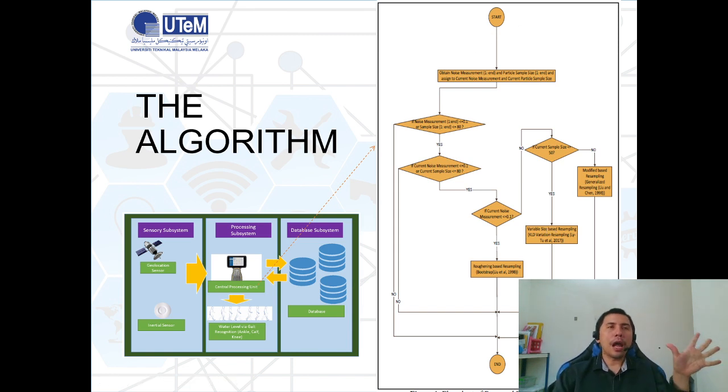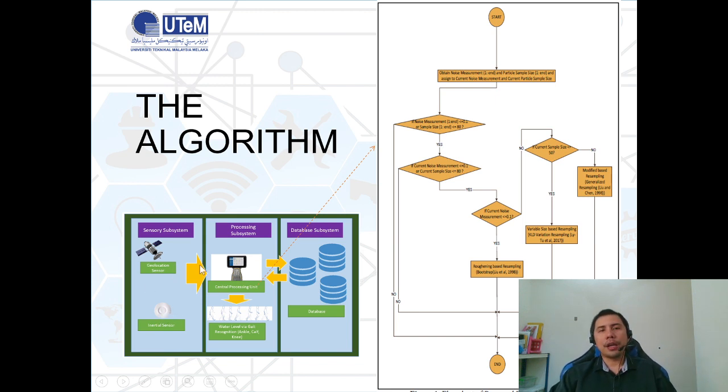For the system architecture, this is showing the architecture of the system. Basically, we divide the system into three different modules: first is the sensory, second is the processing, and the last one is the storage, which is the database. For the sensory subsystem, we use the geolocation sensor and inertial sensor, which process the location data and the inertial data, which is based on activity recognition, how we walk.